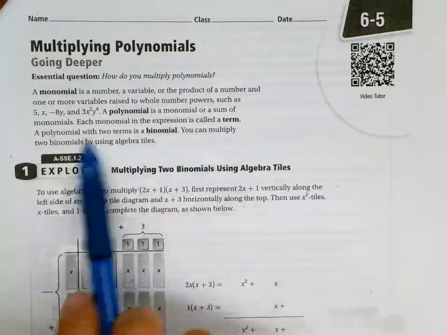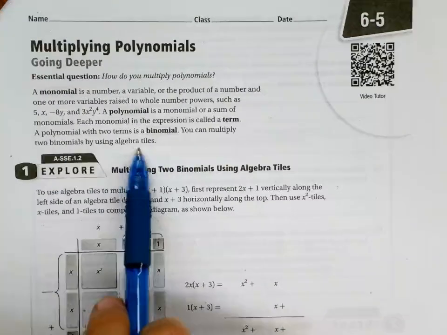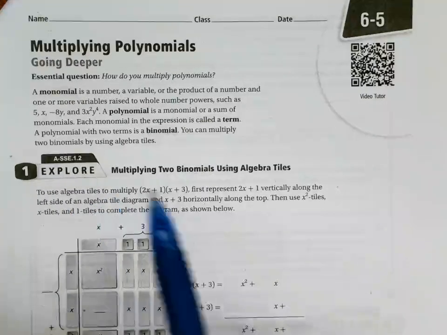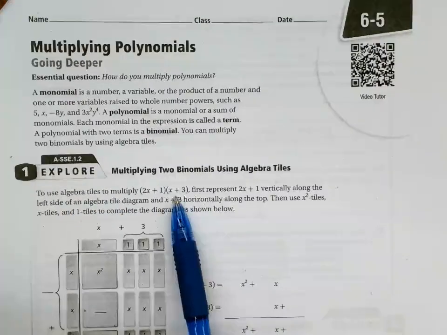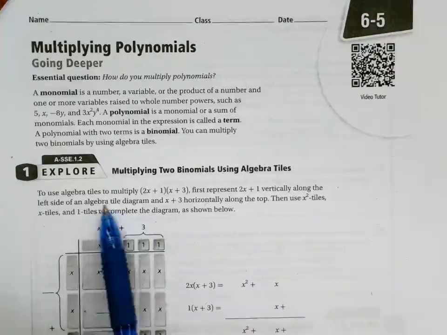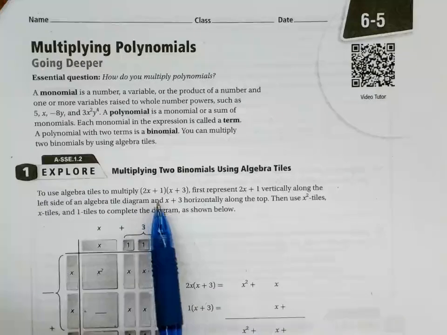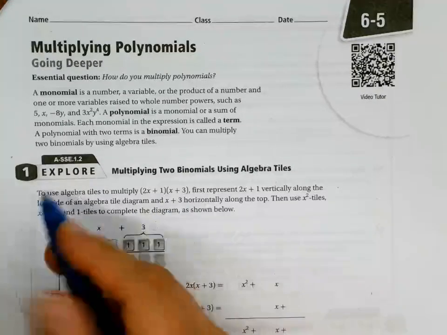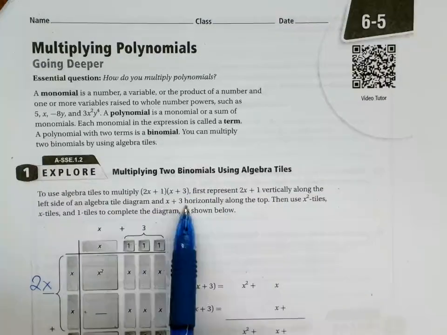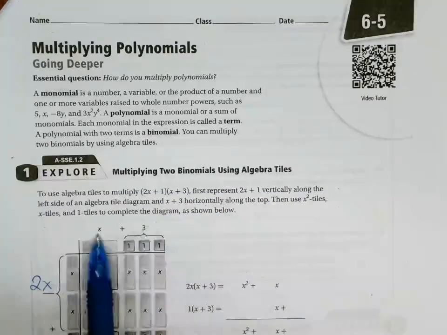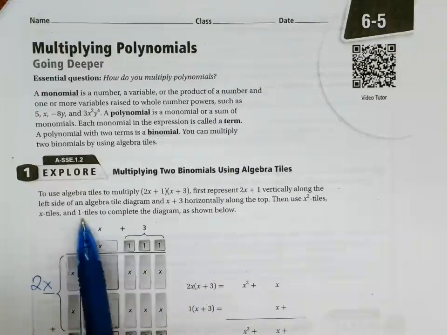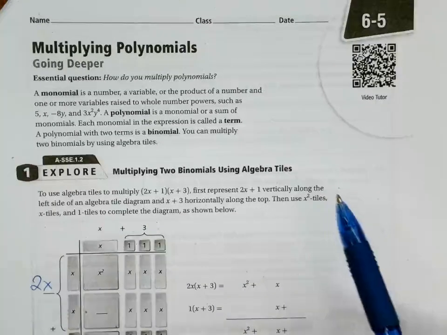You can multiply two binomials using algebra tiles. To use algebra tiles to multiply 2x plus 1 times x plus 3, first represent 2x plus 1 vertically along the left side of the algebra tile diagram, and x plus 3 horizontally along the top. Then use x squared tiles, x tiles, and 1 tiles to complete the diagram as shown below.